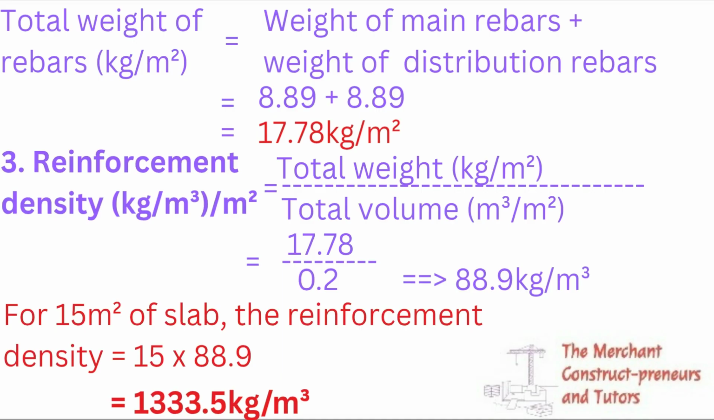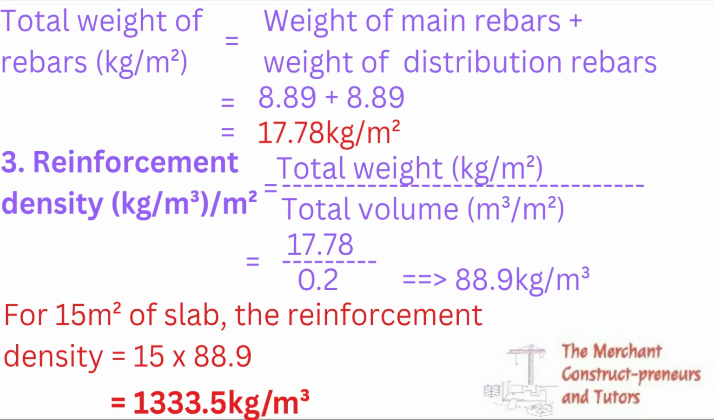So we'll be looking at the next calculation, which is the total weight, and that is the weight of main reinforcement plus weight of distribution rebars. When you add both of them together, you have 17.78 kilogram per square meter. Then the last thing to do is, as usual, reinforcement density. Total weight divided by total volume, you have 17.78 divided by 0.2. So we're having that 88.9.